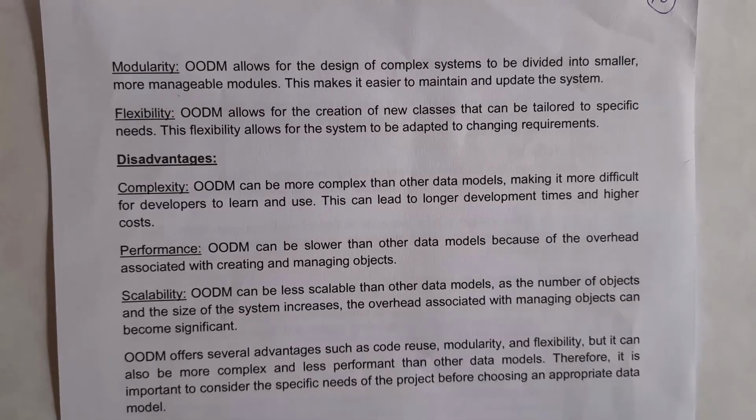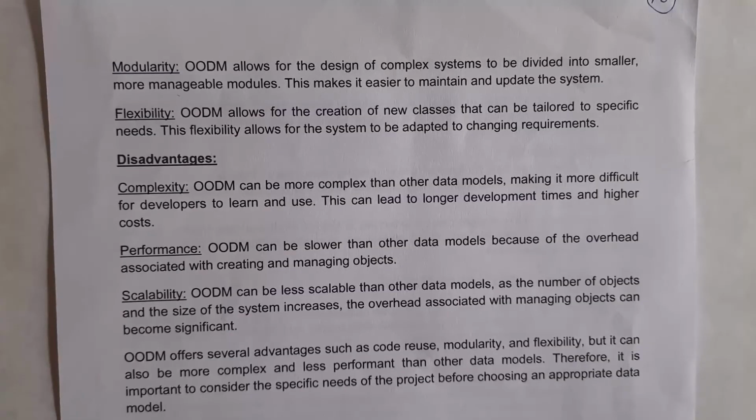Next I will explain disadvantages of the object-oriented data model. Guys, it is very hard to design an object-oriented data model and it is very complicated to use. And we need to spend a lot of time and a lot of money. So it is complex. And the next one is performance. When compared to all other data models, the object-oriented data model is slow.